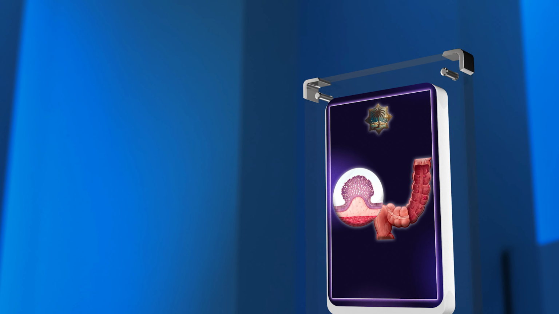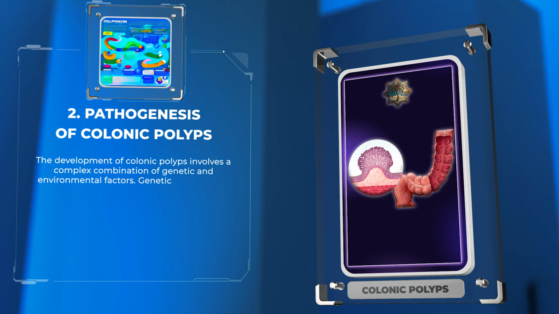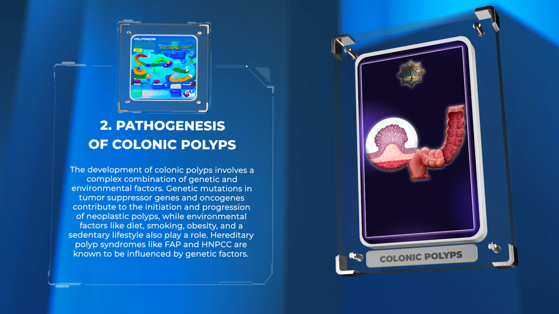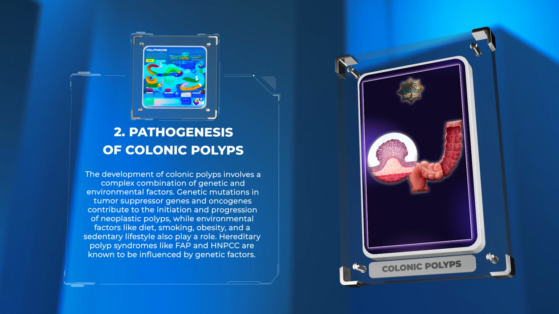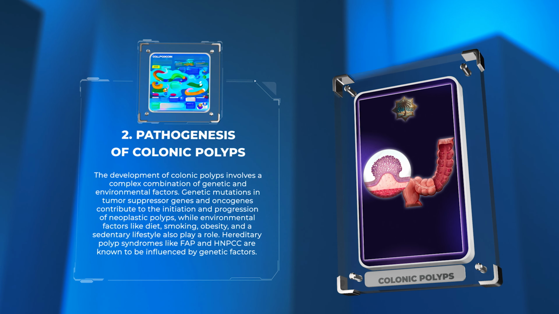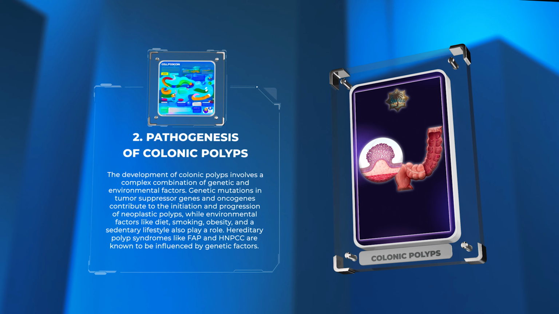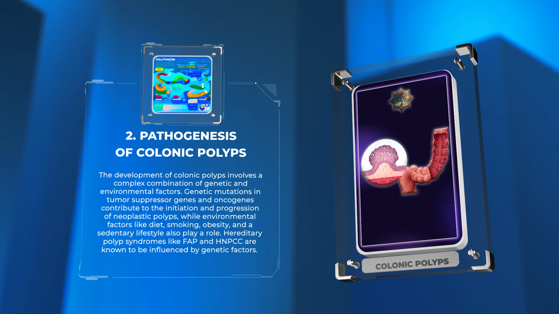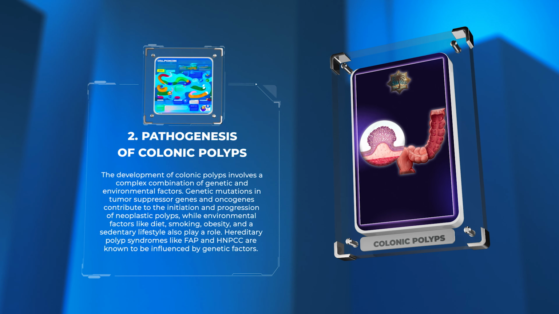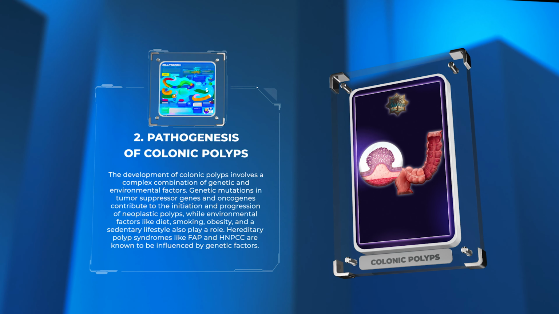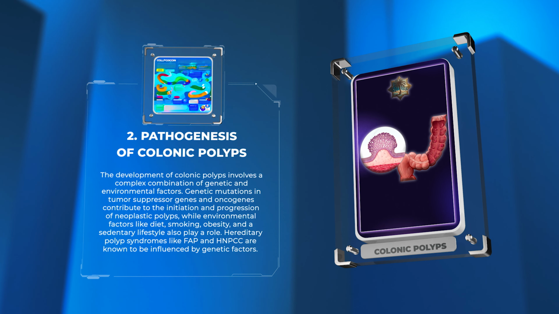The development of colonic polyps involves a complex combination of genetic and environmental factors. Genetic mutations in tumor suppressor genes and oncogenes contribute to the initiation and progression of neoplastic polyps, while environmental factors like diet, smoking, obesity, and a sedentary lifestyle also play a role. Hereditary polyp syndromes like FAP and HNPCC are known to be influenced by genetic factors.